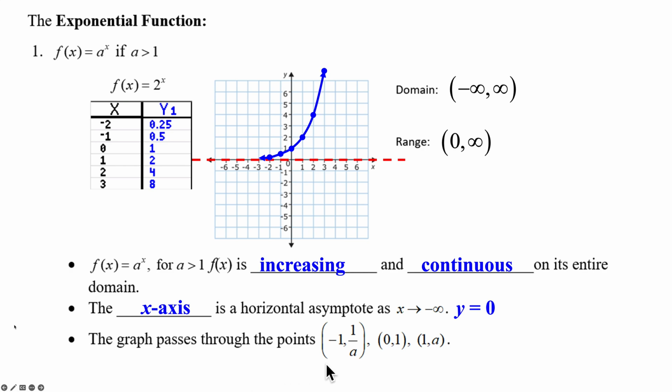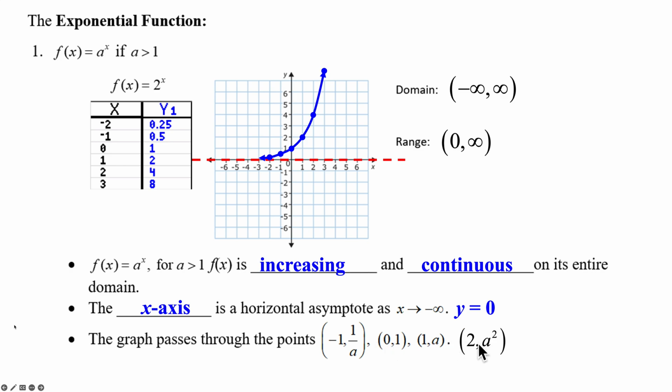Now, we have what are known as basic points. Again, here's my common point right there, 0, 1. Everything starts there. Now, you move your x 1 unit to the right. Well, a to the first power is a. You go 1 unit to the left. A to the negative 1 is 1 over a. So these are 3 really good points to start with for any exponential function.